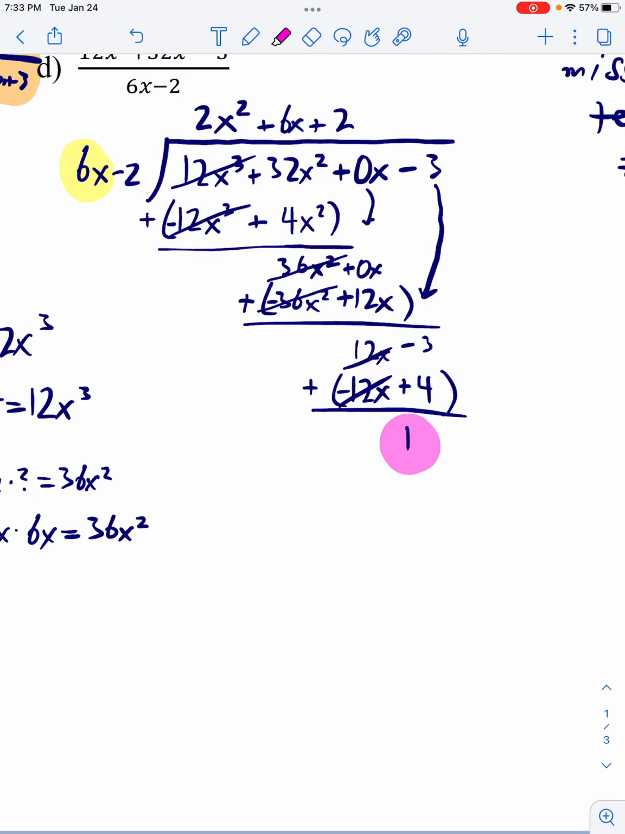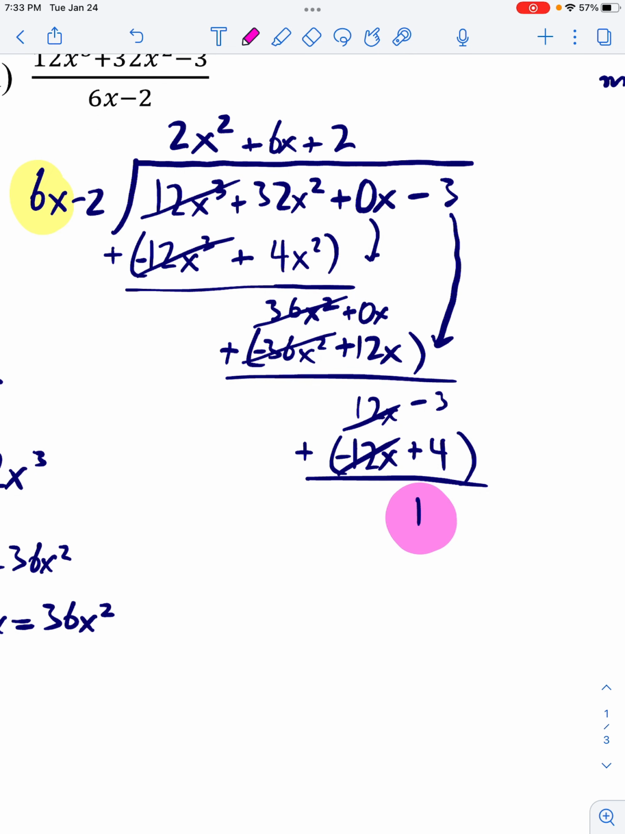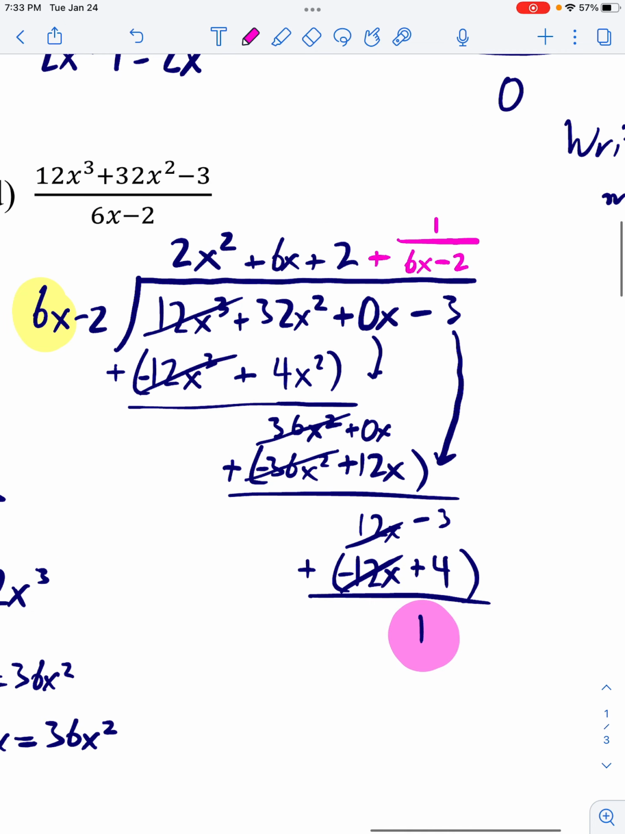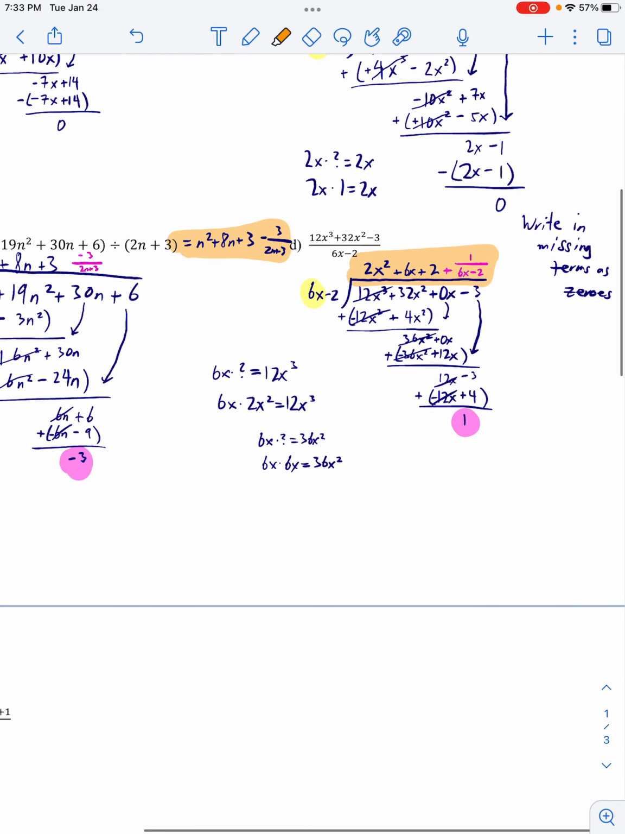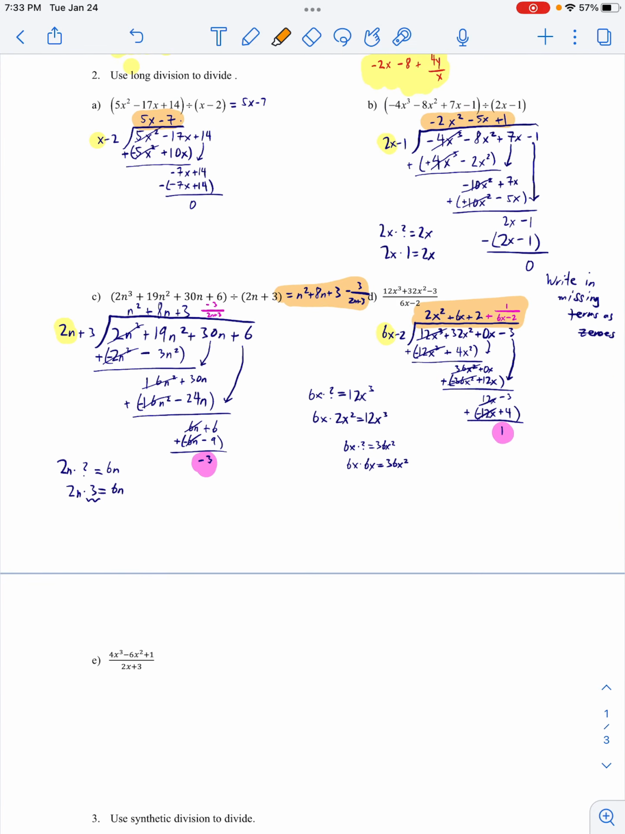So we've got to include the remainder up here by doing plus, and then our fraction: the numerator of that fraction is always the remainder, so 1. The denominator is always the same as the divisor, what we divided by, so 6x minus 2, okay? So here's my final answer. There you go. Okay? So that's D. Rewind, pause, slow down if you need to, okay?